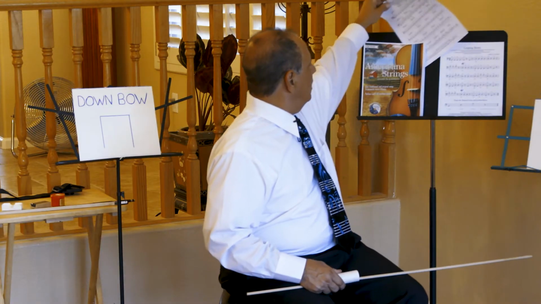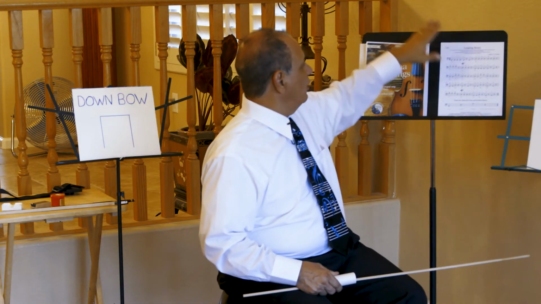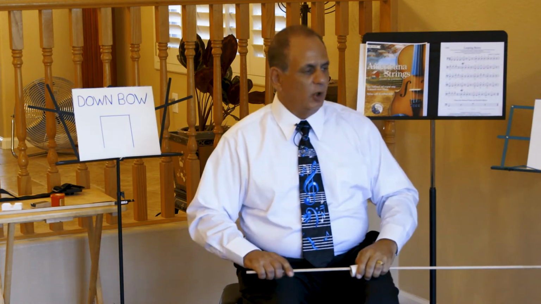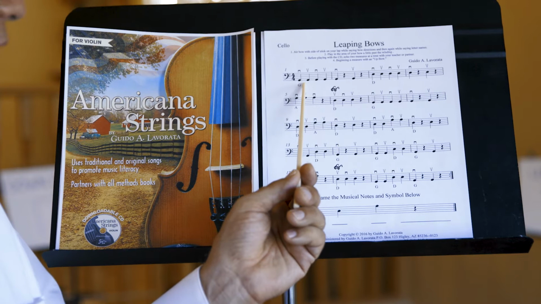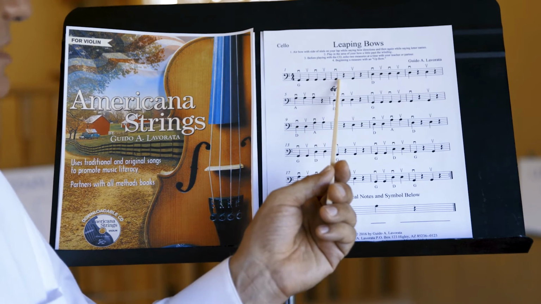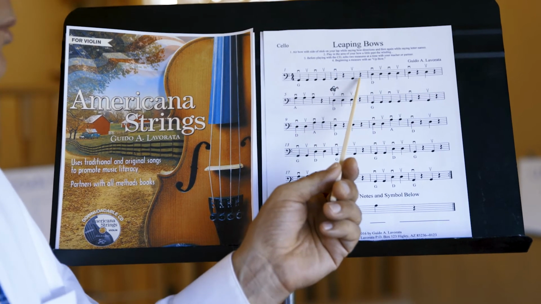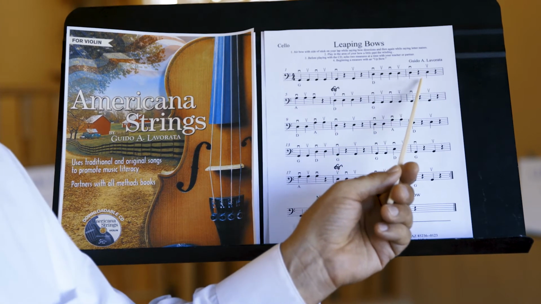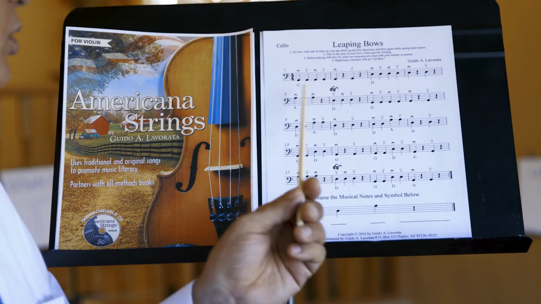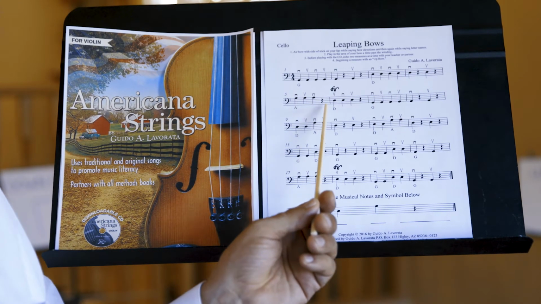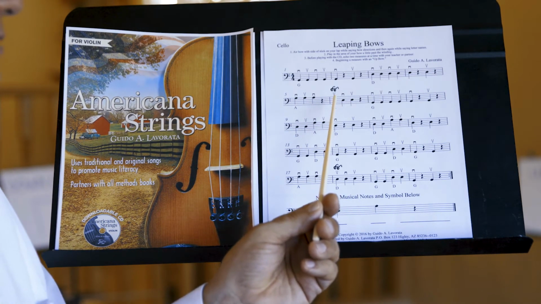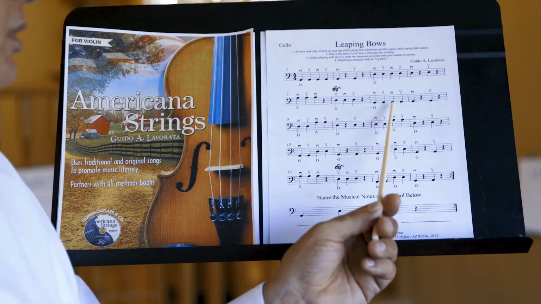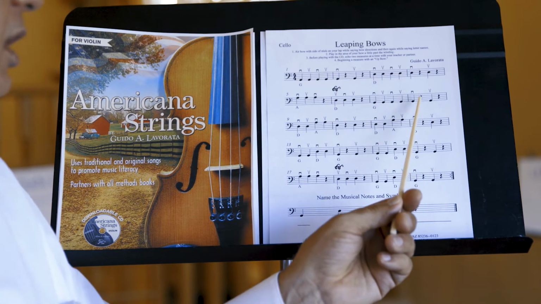Okay? So now, our third song is Leaping Bows. First, say the bow directions. Down, up, down, rest, up, rest. Down, up, down, stop your bow. Up, stop your bow. Down, stop your bow. Up, stop your bow.